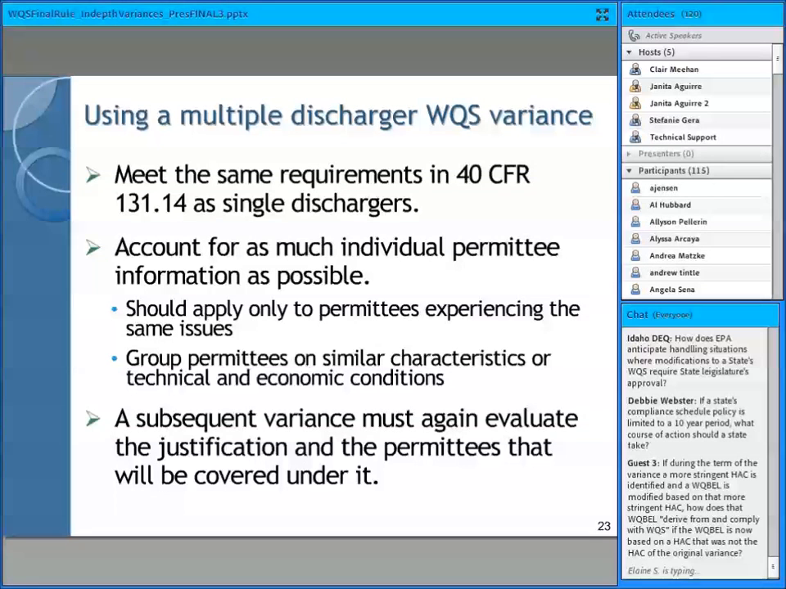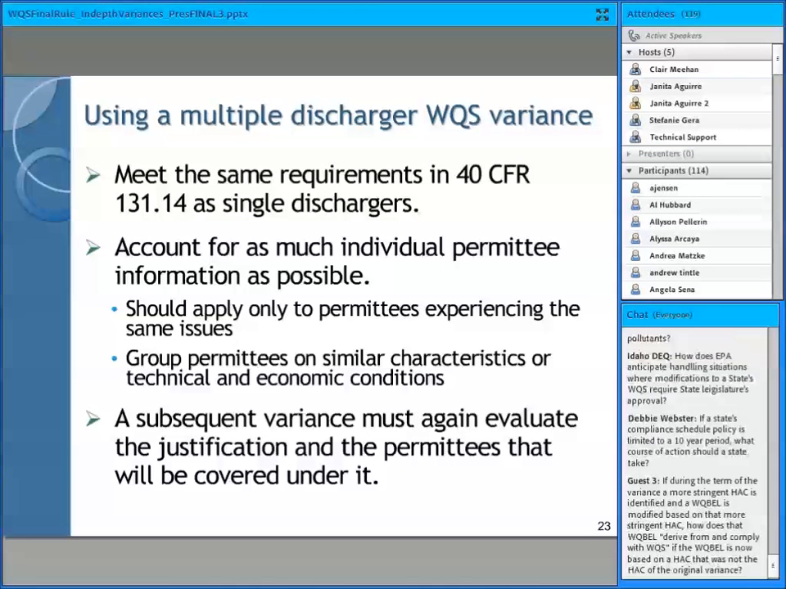If individual permittees cannot be identified in advance, permittees to be covered under the variance can be grouped on the basis of specific characteristics or technical and economic scenarios that the permittees share. Such a variance would make clear what characteristics a discharger must have, or eligibility criteria a discharger must meet, in order to be covered under the variance. The more homogeneous a group is in terms of factors affecting attainability of the underlying water quality standard, the more credible the multiple discharger variance will be when submitted to EPA for review and approval.